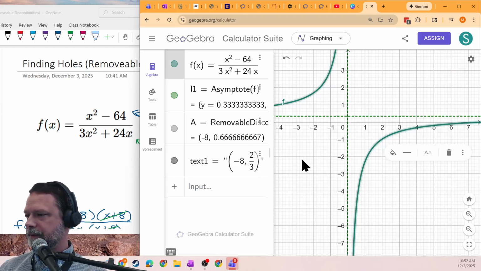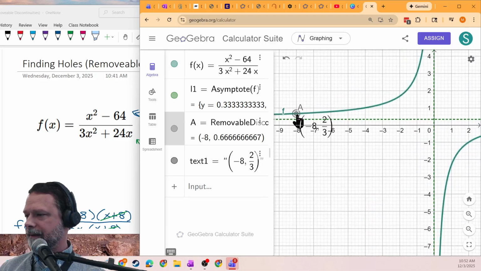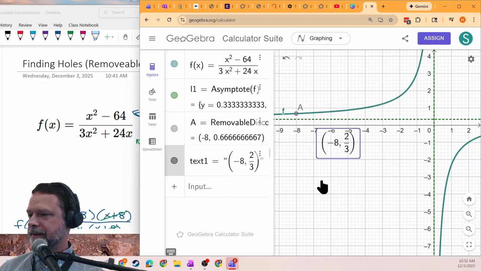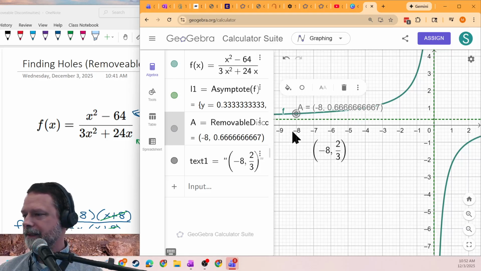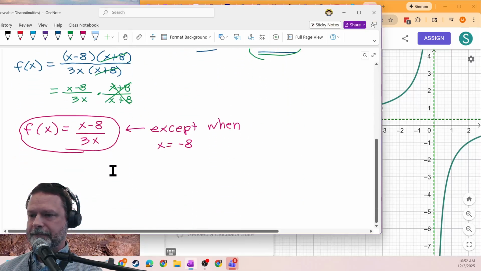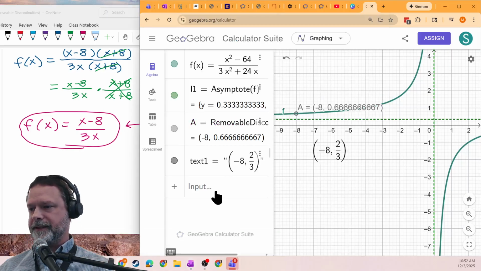Also, what we can do is over here, we know at -8, well, I put it over there, funny enough. That's kind of neat. But anyway, there it is. There's my hole, and we can also do the show value. It'll show it that way. So there's a hole in our graph. Now, I said these are the same, right? This is the same as this. So let's see if that's really true.